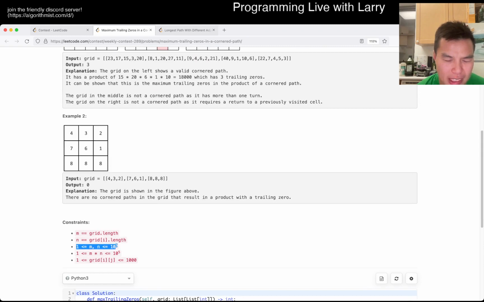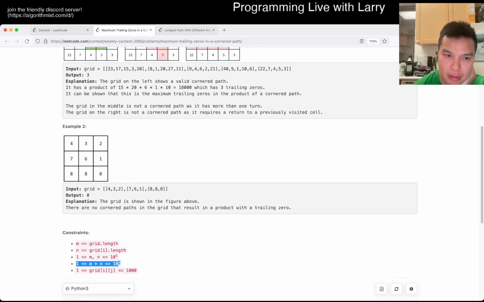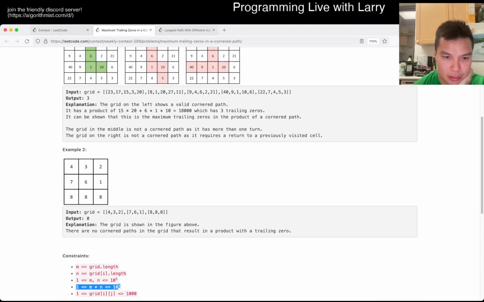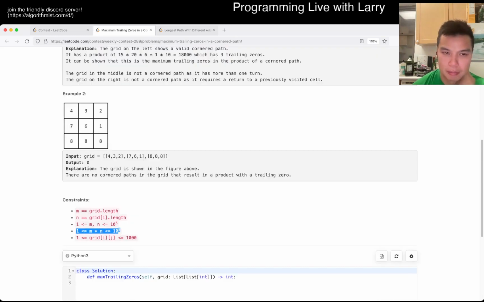Basically the 10 to the 5th. I think this part is the more critical part. Maybe I don't know how to do it. But basically, that means that if we do m times n, it'll be fine. Yeah, okay. Is that right there? I think my complexity is a little bit worse though.